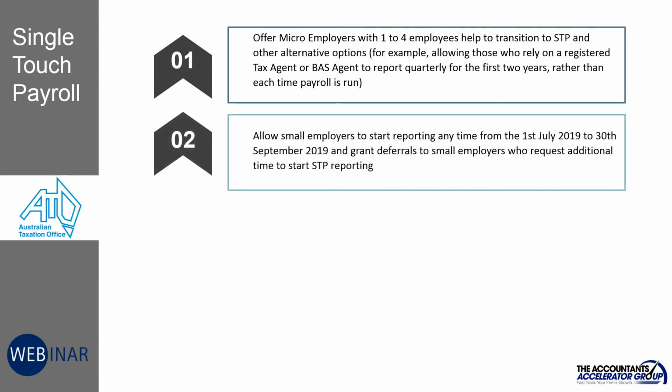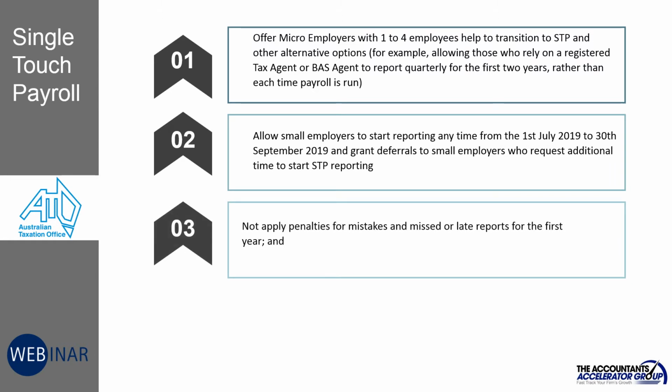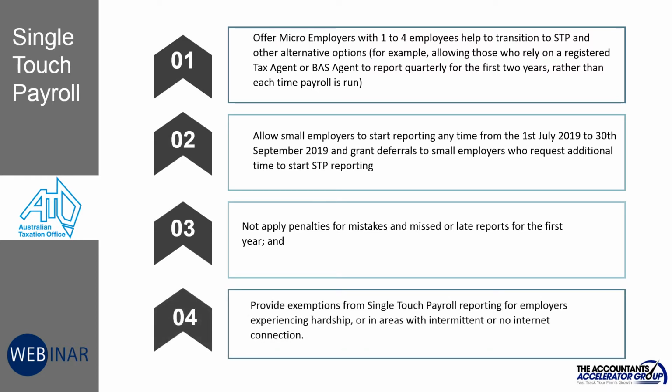2. Allow small employers to start reporting any time from the 1st of July 2019 to the 30th of September 2019 and grant deferrals to small employers who request additional time to start reporting. 3. Not apply penalties for mistakes and missed or late reports for the first year. And 4. Provide exemptions from Single Touch Payroll reporting for employers experiencing hardship or in areas with intermittent or no internet connection.